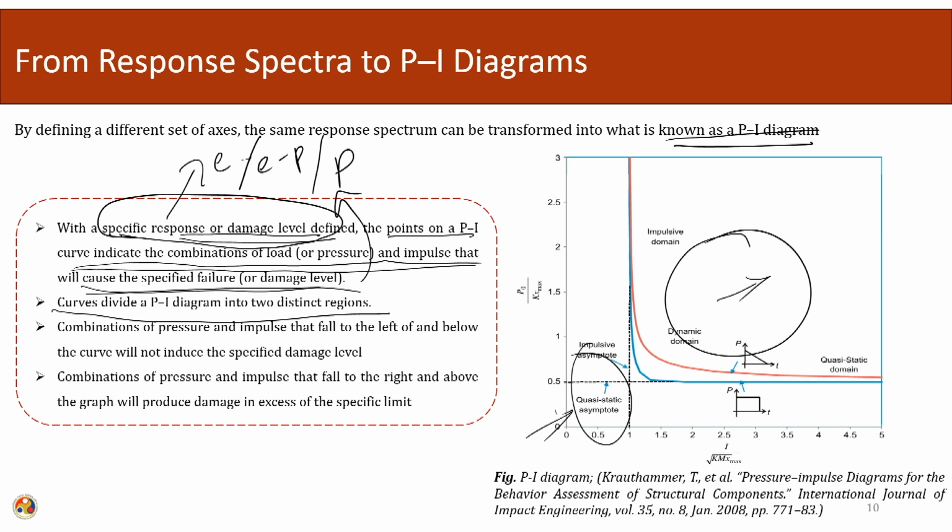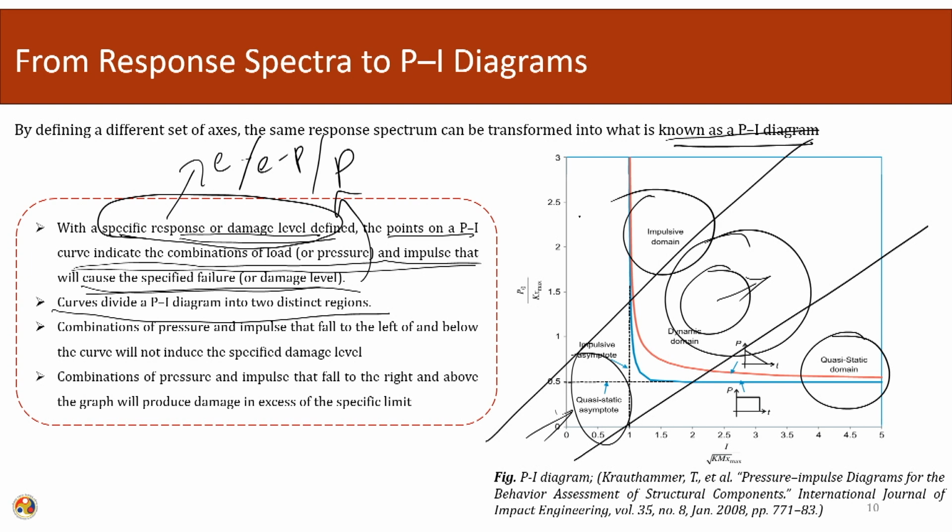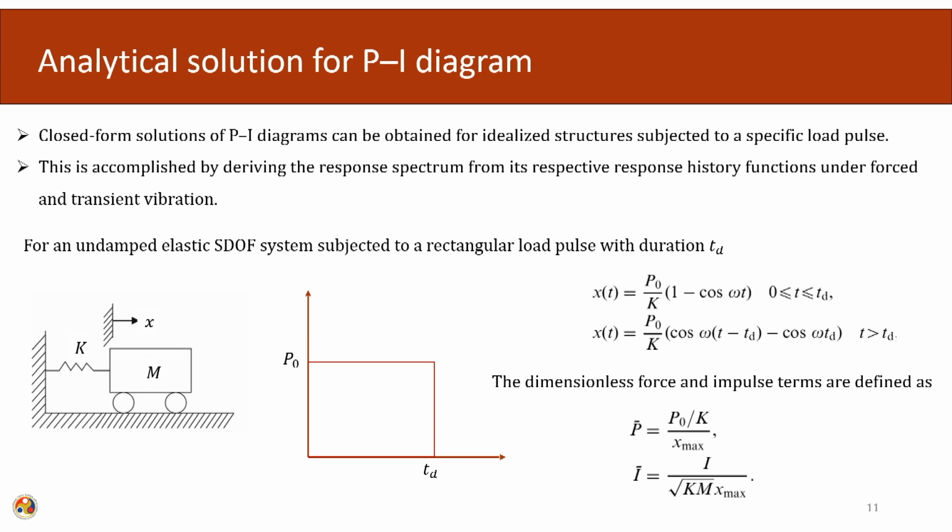As we have seen, it can be broken down into three spheres: quasi static domain, dynamic domain and the impulsive domain. Now, the analytical solution for a PI diagram. We can obtain a closed form solution of a PI diagram for the idealized structure subjected to a specific load pulse. This is accompanied by deriving the response spectrum from its respective response functions under forced and transient vibration.